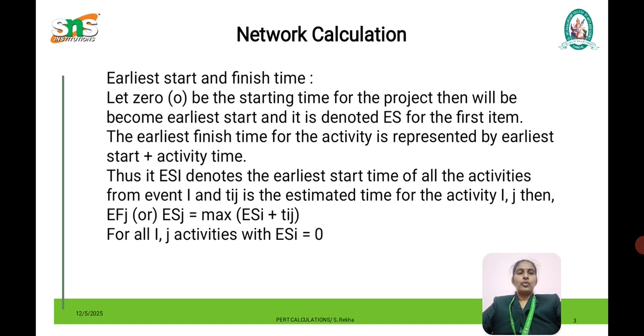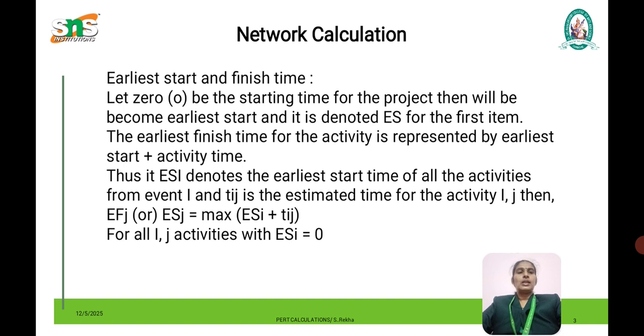There are 6 nodes, so we have to go with the forward pass: 1, 2, 3, 4, 5, 6. Then we have to find the maximum value of ES plus TIJ. This is the early start time.